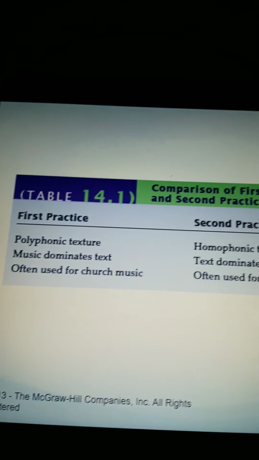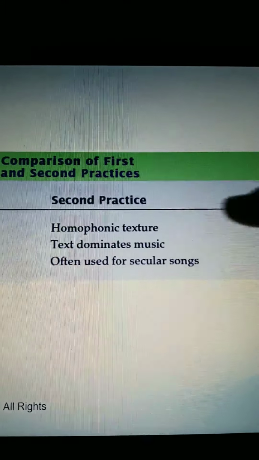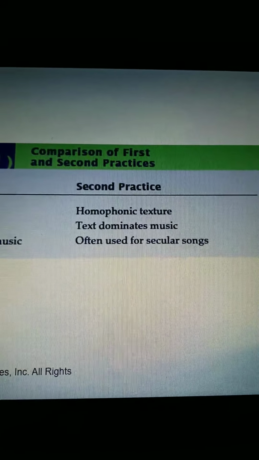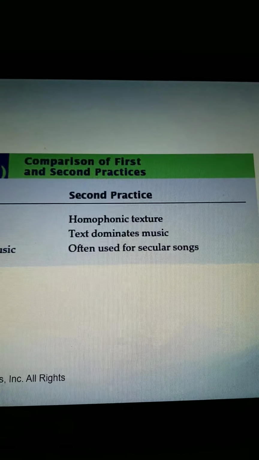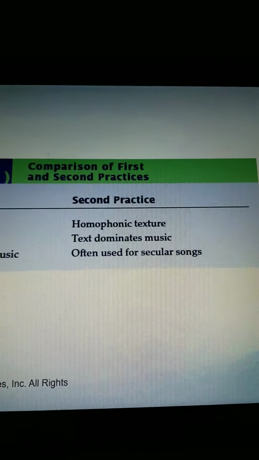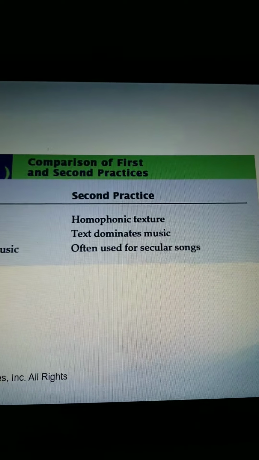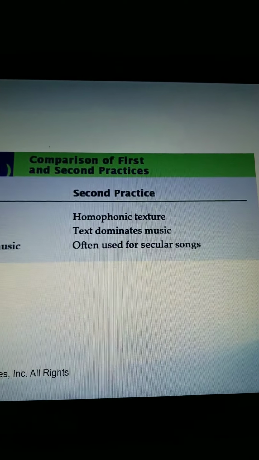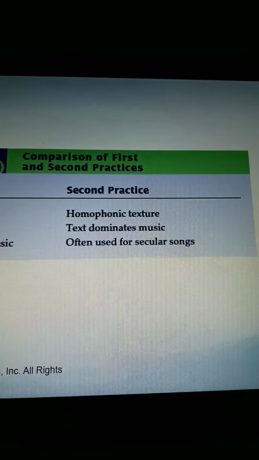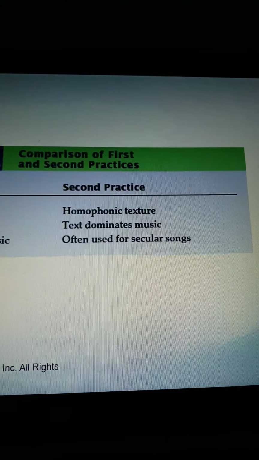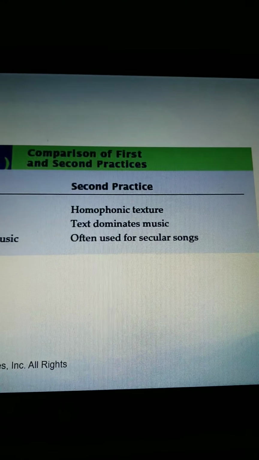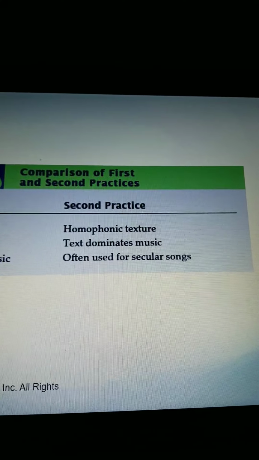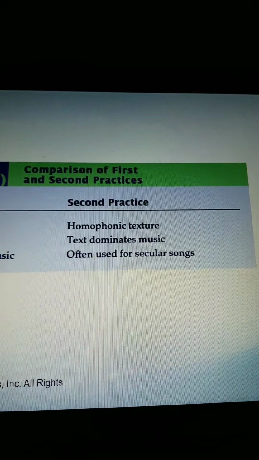Now, let's look at the second practice. Second practice had a different texture. Remember, homophonic texture was where you had supporting chords under a melody. In other words, the chords supported the melody. We showed you diagrams of this in class. We demonstrated that in class. Remember the video we had where the guitar player was playing and he was singing. His voice provided the melody, the guitar provided the chords. Well, in second practice, this was the same type of texture.